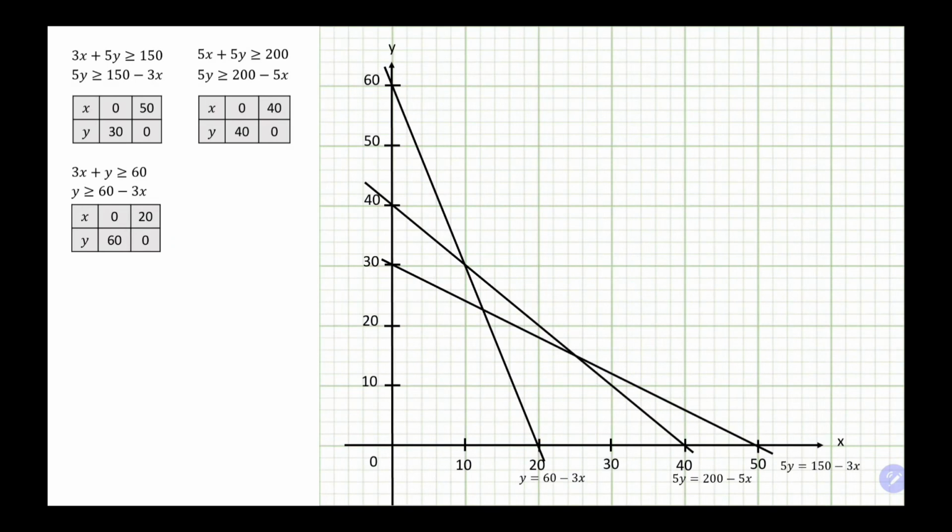Next, we determine the feasible region. First line, greater than. Second line, also greater than or equal. And last line also greater than or equal, so we can conclude our feasible region is here. Then we take out our corner points. First, (0, 60). Second point, we have (10, 30). Next point, we have (25, 15). And last point, we have (50, 0).